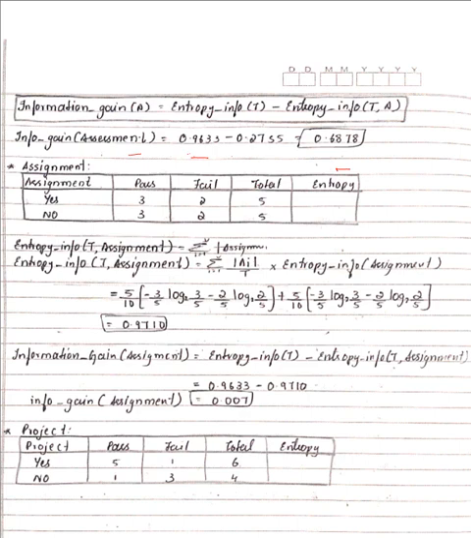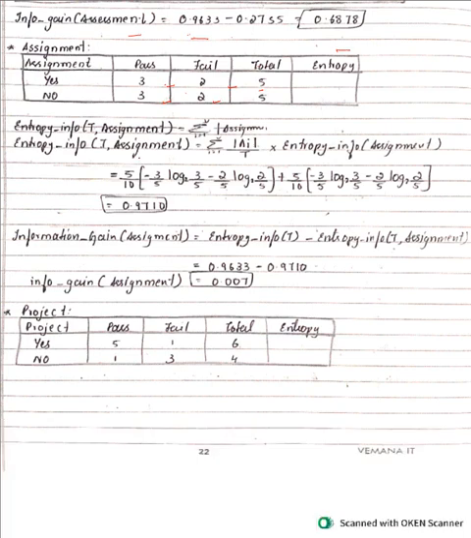Next, for assignment, in the same way, assignment has 2 categories, yes and no, and just compute how many pass and fail from the result variable. Okay, so we have 3 pass and 2 fail, totally 5 instances. And in the no category, we have 3 pass and 2 fail. Just observe the result column in the table, count how many pass and fail, and calculate the entropy information for assignment.